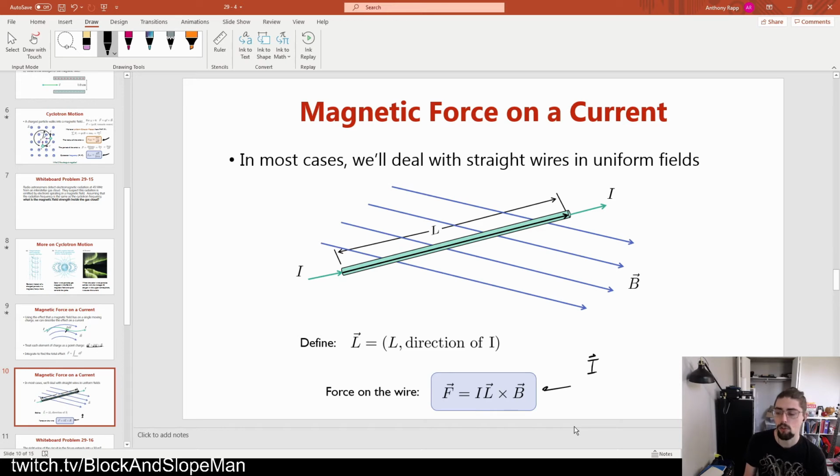In any case, the direction is always the direction of the current. Whichever one you have, maybe you just extend the vector, so it's the IL vector. However you do it, it's the direction of the current that matters, because that's the direction that the charge is moving in.